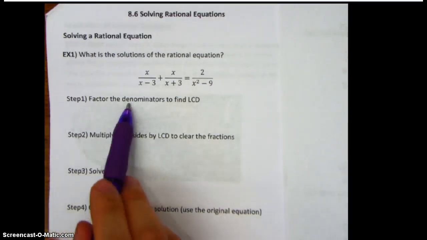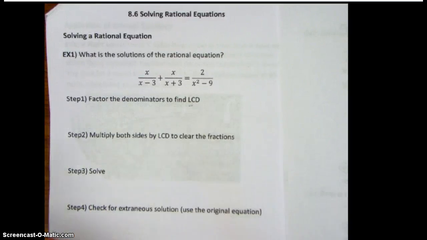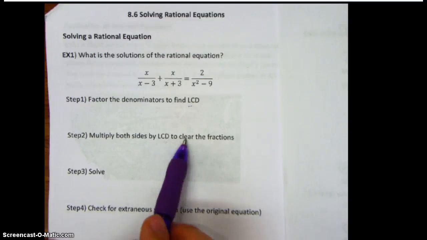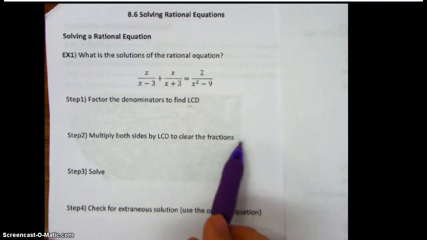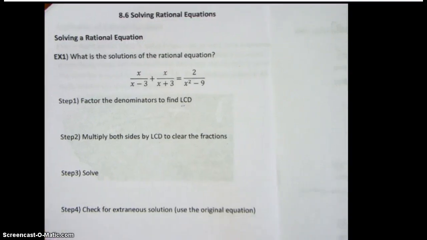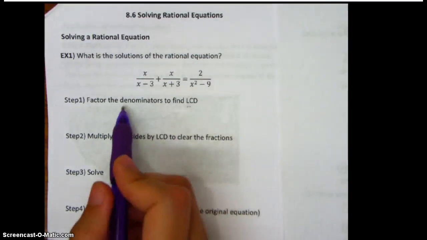First, you have to factor the denominators to find the LCD. LCD is the least common denominator. Then you multiply both sides by that expression to clear the fraction. After that point, we are not going to have any rational expression. It will be just a plain equation. It can be either linear, quadratic, or polynomial. Then you're just going to solve it. The last step is important because you have to check for extraneous solutions, and when you do that, you use the original equation. So let's do the first step of factoring the denominators.